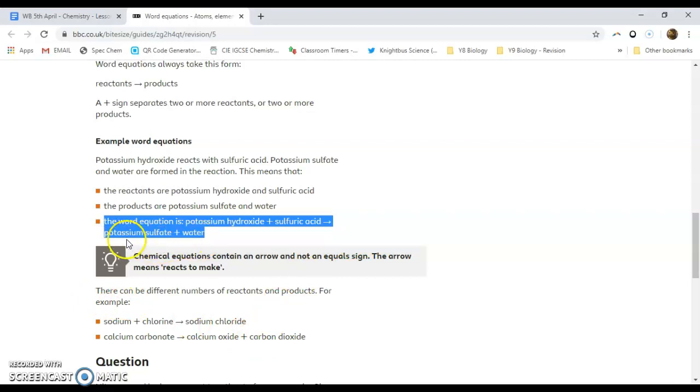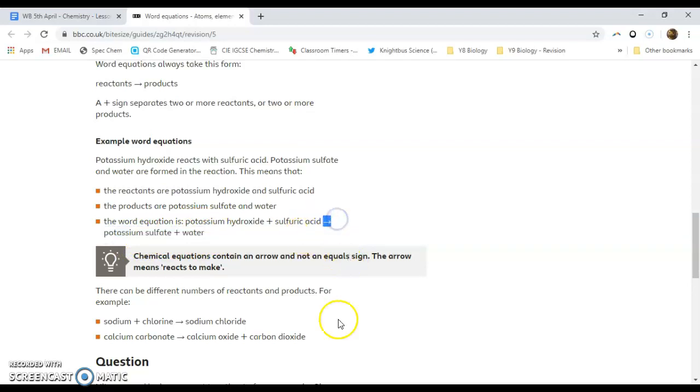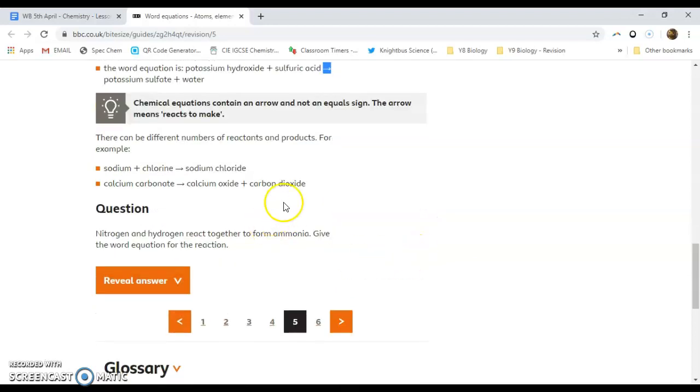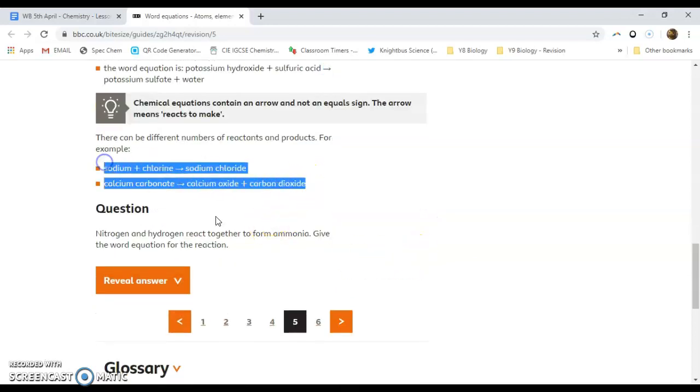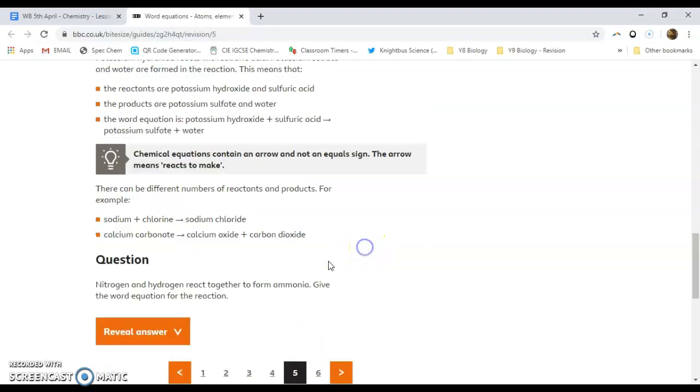You will probably realize why I don't like this particular word equation. This word equation on the BBC Bitesize website should have potassium sulfate and water on the right-hand side of the arrow. Please make sure that your ones are correct. These ones are correct, these are fantastic. And you can have a go at that equation.